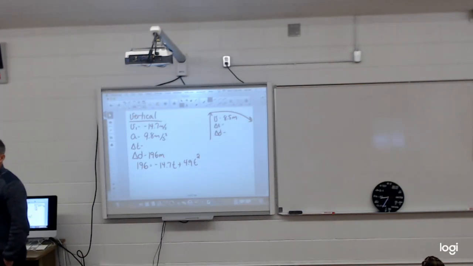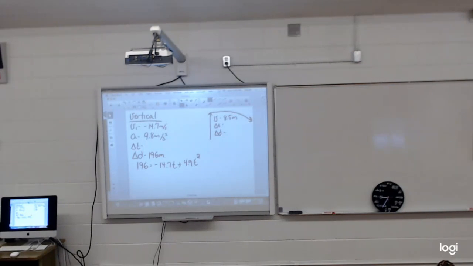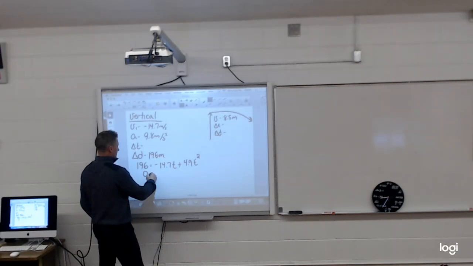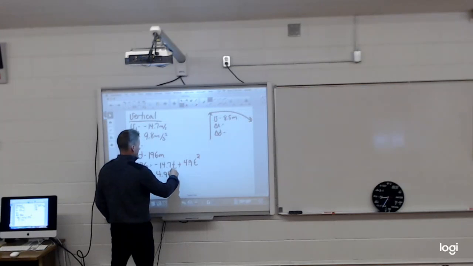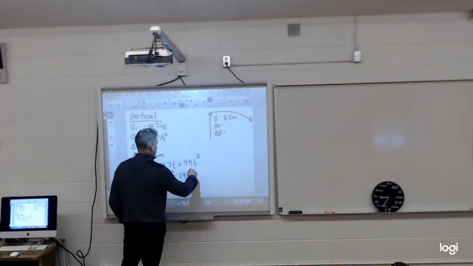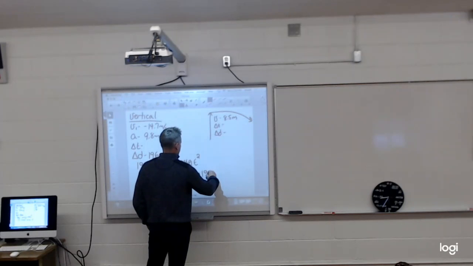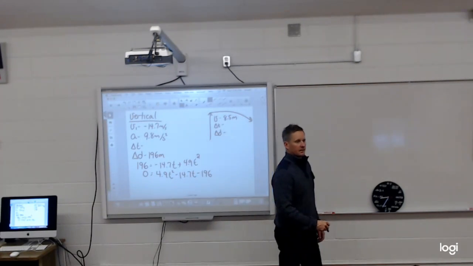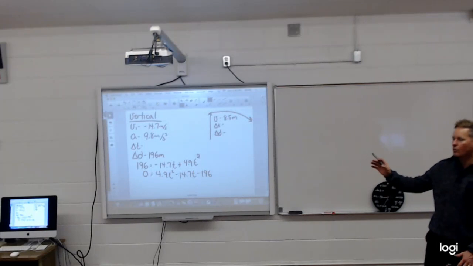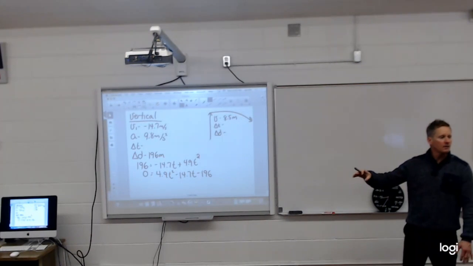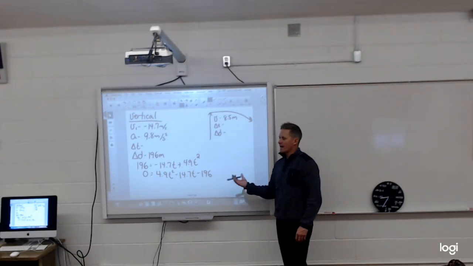Now, we haven't done this in math yet, which we have to do. We have done a little bit of this last year because it is factoring, and we are solving for a quadratic. So what you have to do is get everything to one side and let it equal 0. So I'm going to go 0 is equal to 4.9 T squared minus 14.7 T minus 196. Okay? So again, this is all math that's new-ish to you. All I did is move the 196 over, right?